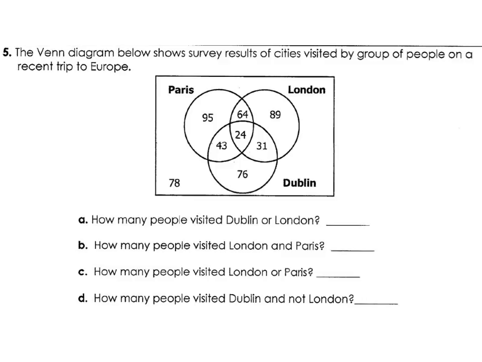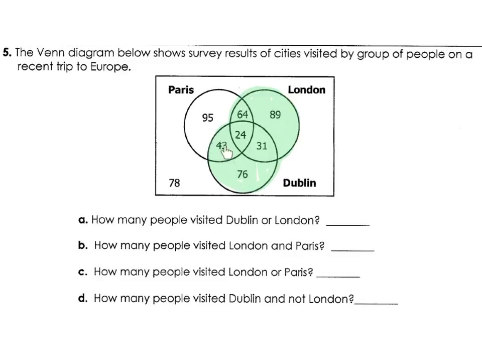First, how many people visited Dublin or London? What we would want to do is look at our Venn diagram and look for the Dublin circle, which would be this one right here, all right? And we want to look for the London circle, which would be this one right here. So all of these people visited either London or Dublin. So we would include in our answer all of these people. So what we would want to do is add these numbers together.